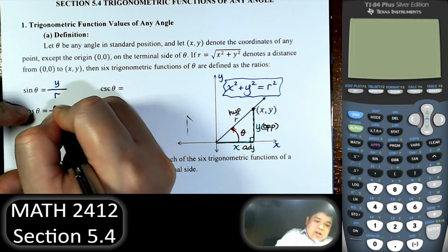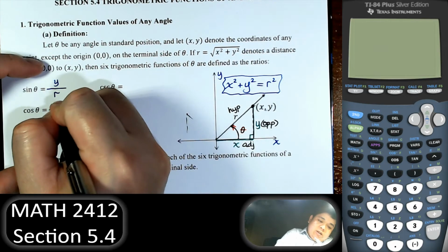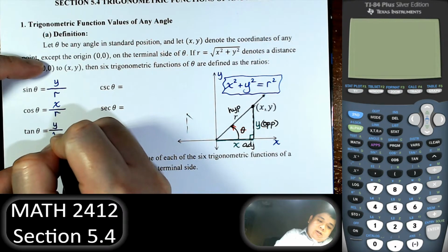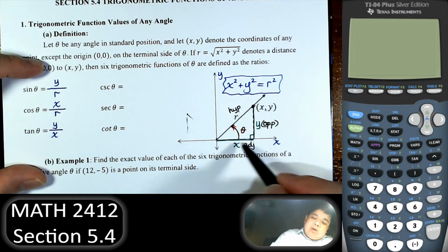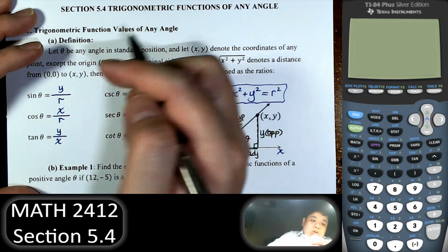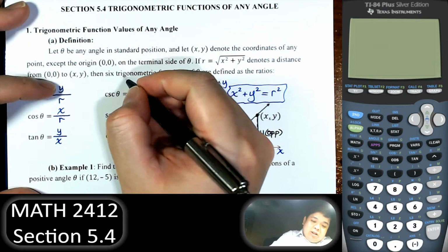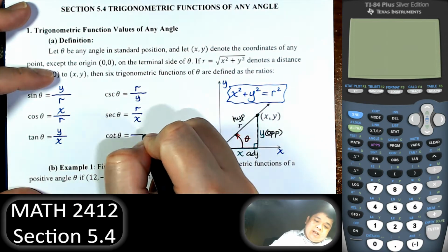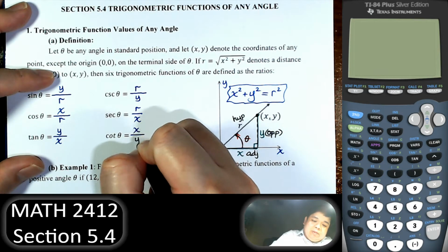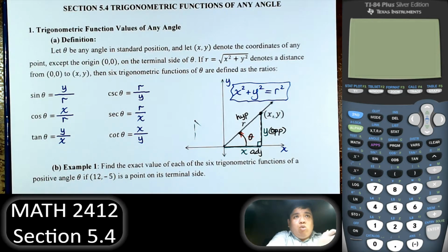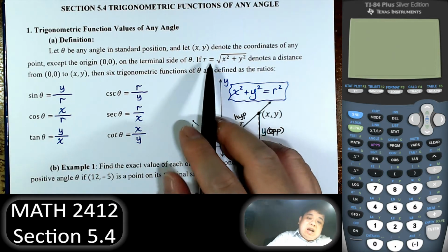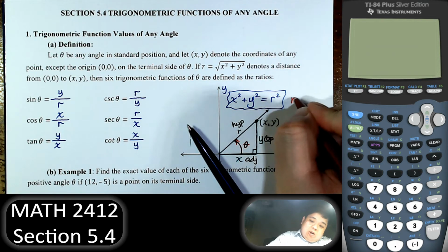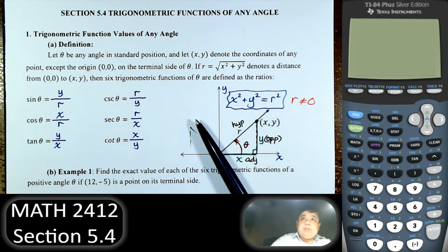Cosine is adjacent over hypotenuse, x over r, and tangent is opposite over adjacent, y over x. And for cosecant, secant, and cotangent, we're just going to do the reciprocals of all of this: r over y, r over x, and x over y. Of course, when we write the definition like this, notice that we choose r to be the distance to a point that is not at the origin. So r is not going to be 0.